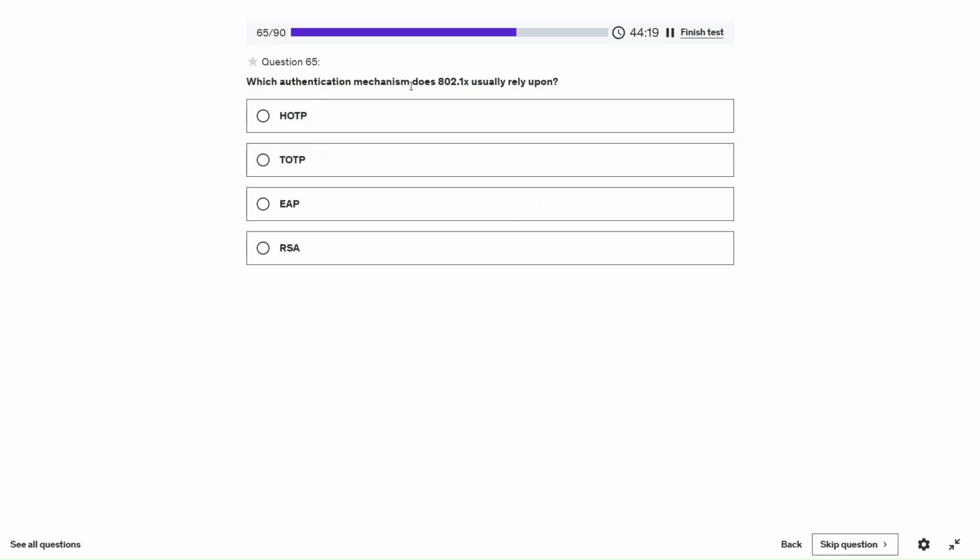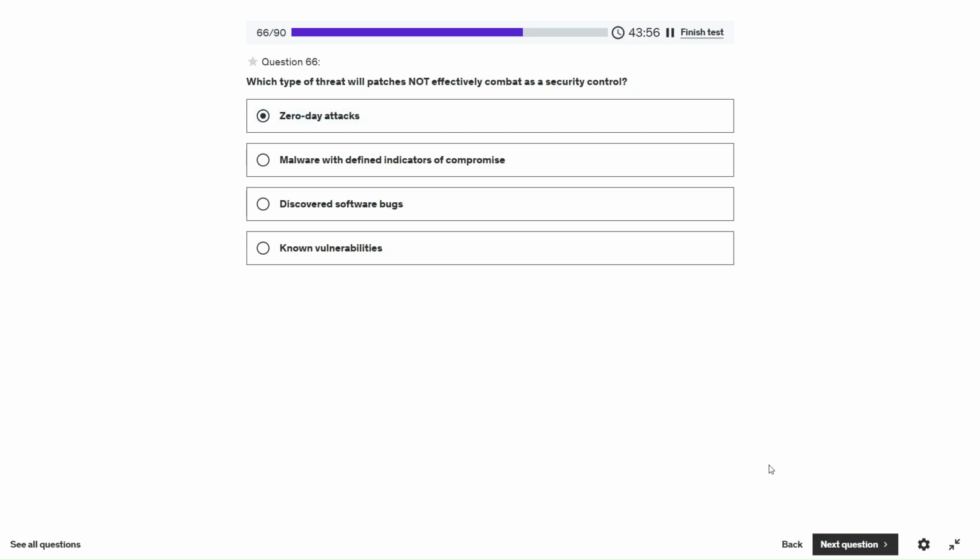Which authentication mechanism does 802.1X usually rely on? 802.1X always uses EAP, the Extensible Authentication Protocol. Which type of threat will patches not effectively combat? Always zero-day.